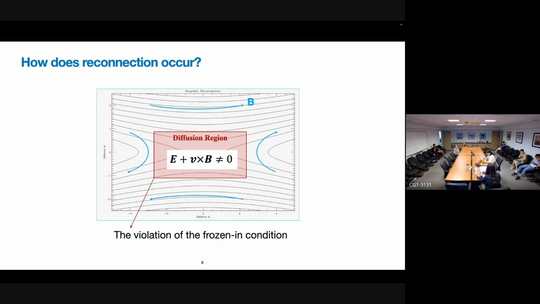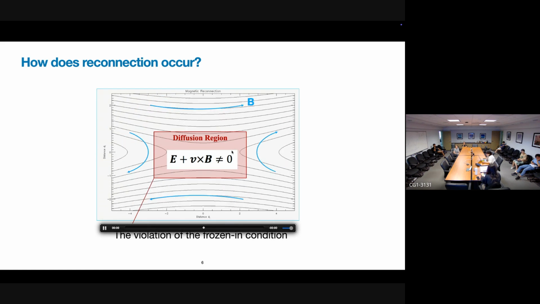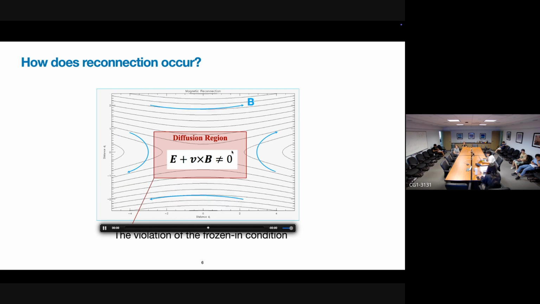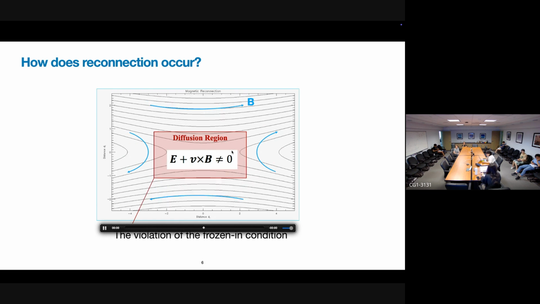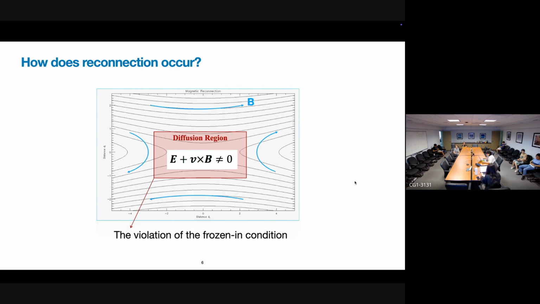But imagine when you have reconnection, when the fields become really weak at the center of the plasma sheet or the current sheet. At some point, the particles cannot follow the field lines anymore, and there must be some diffusive motion. This region we call the diffusion region. That's where the frozen-in condition is no longer valid. So E plus V cross B is no longer equal to 0.